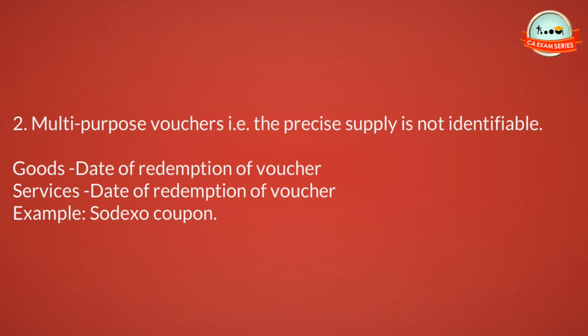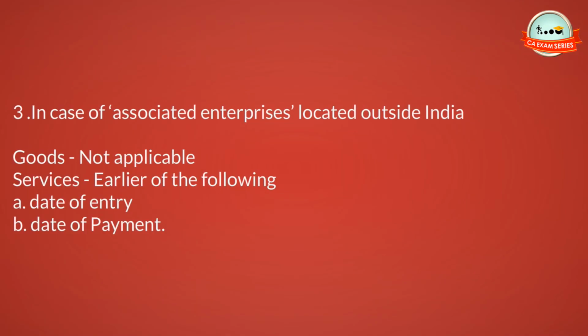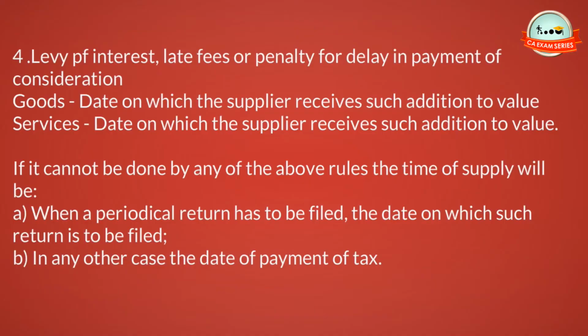Example, Sodexo coupon. 3. In case of associated enterprises located outside India. Goods, not applicable. Services, earlier of the following. A. Date of entry. B. Date of payment. 4. Levy of interest, late fees or penalty for delay in payment of consideration. Goods, date on which the supplier receives such addition to value. Services, date on which the supplier receives such addition to value.